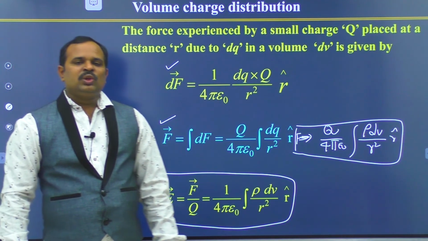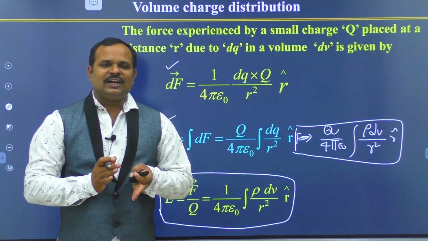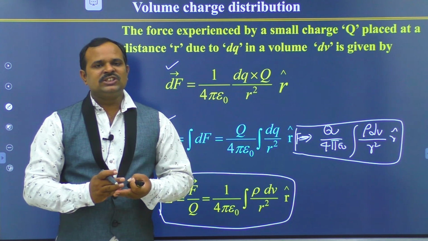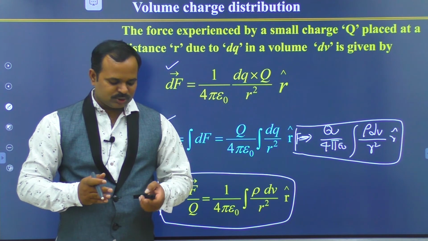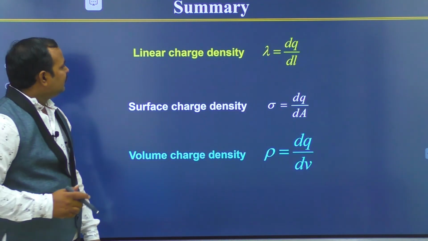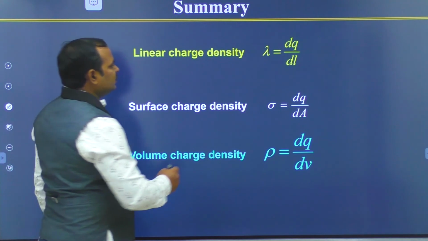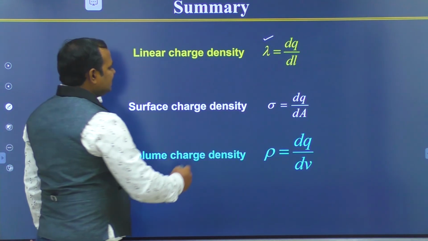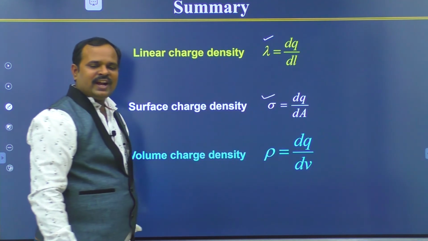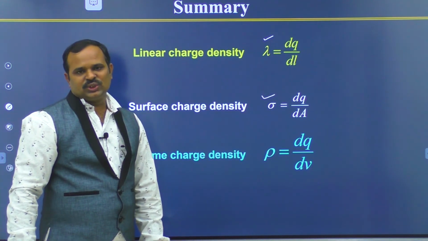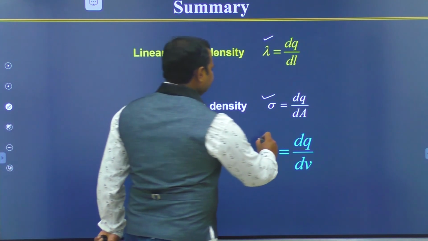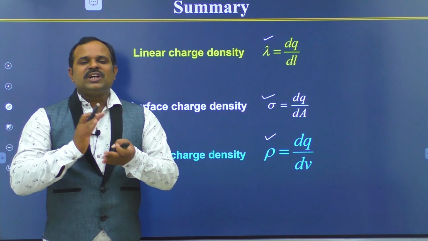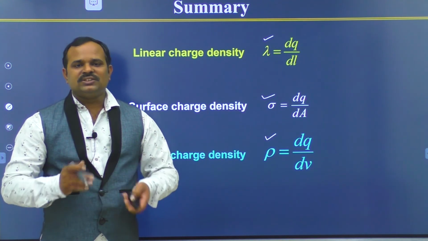So in this way, we can get the force and field equations for a linear charge distribution, a surface charge distribution, and a volume charge distribution. Summarizing, the linear charge density is lambda equal to dq by dl, that means charge per unit length. The surface charge density is charge per unit area, and the volume charge density is rho equal to dq by dV, charge per unit volume. These are all valid only under uniform charge distribution.